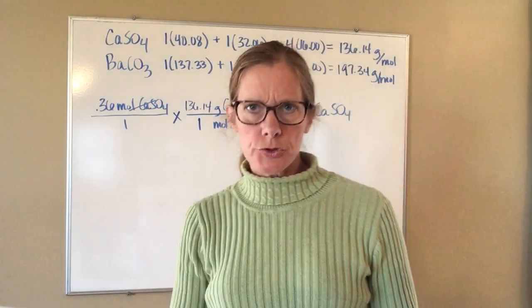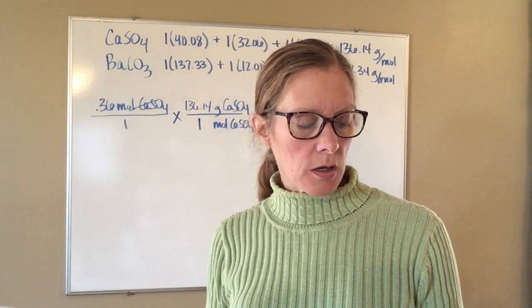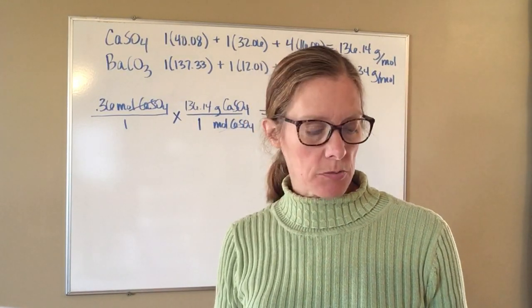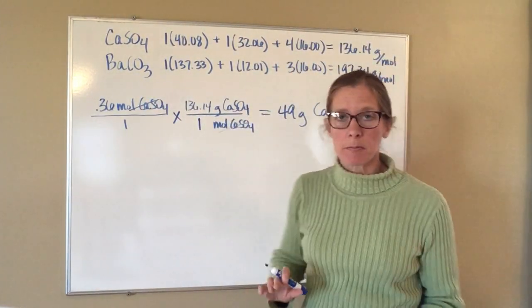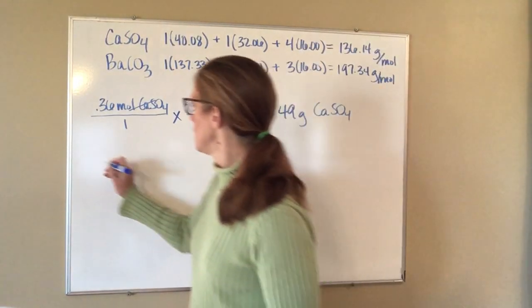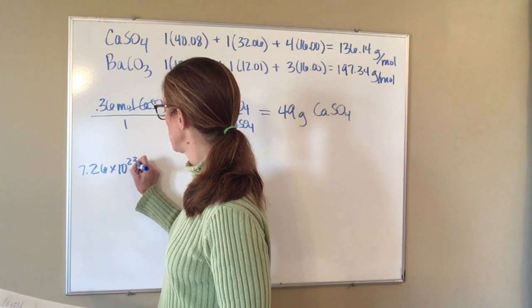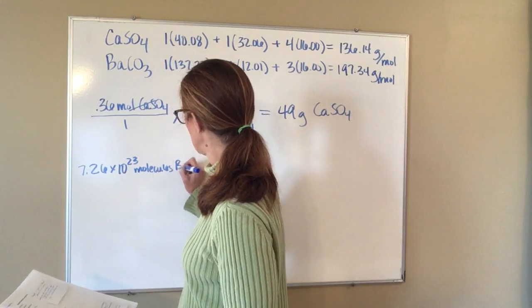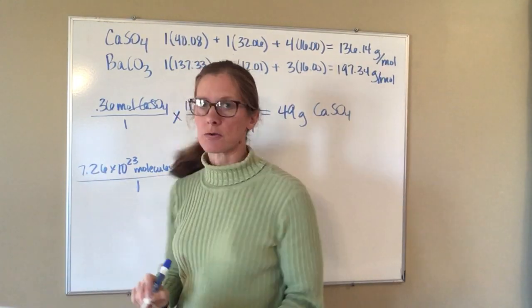All right, we'll do one more. How many grams are in 7.26 times 10 to the 23rd molecules of barium carbonate? Again, we've already calculated the molar mass of barium carbonate, so I'm going to take what they gave me and I'm going to put it over 1. So I'll have 7.26 times 10 to the 23rd molecules of barium carbonate, and that goes over 1.